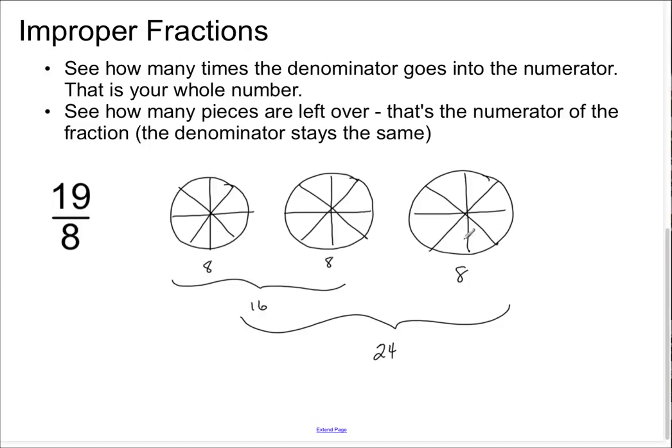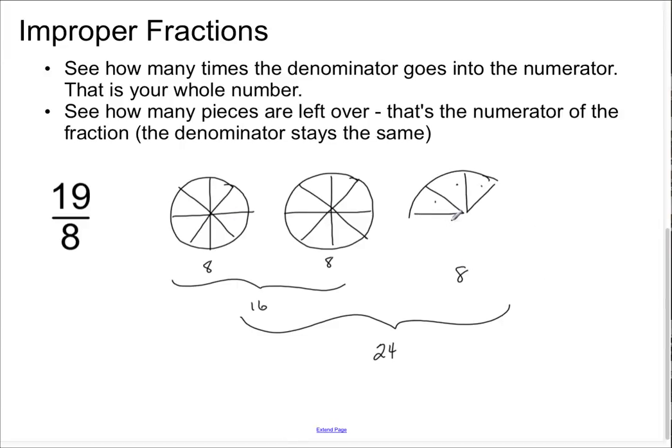No, I've gone too far. So I don't need this whole thing. After 16, I only need 16, 17, 18, 19, 20. Oh, I don't need 20. I just need 19. I went too far. I don't need that one either. So let's take my eraser, and I'm going to erase the ones that I don't need. We only needed 3 more.